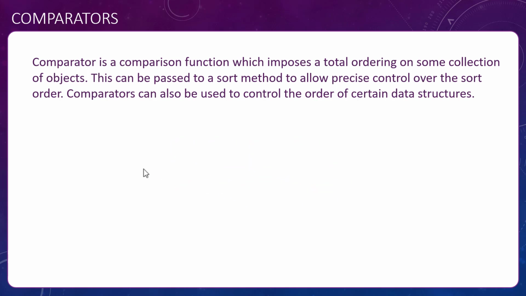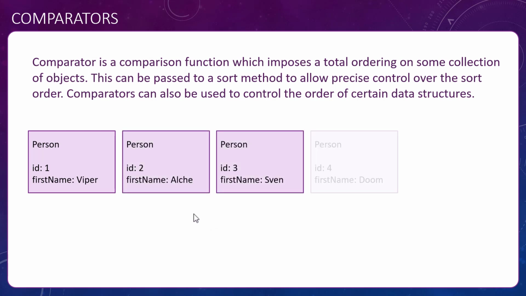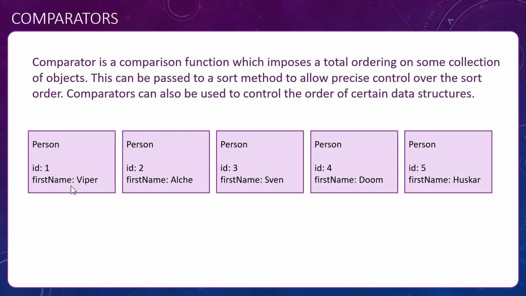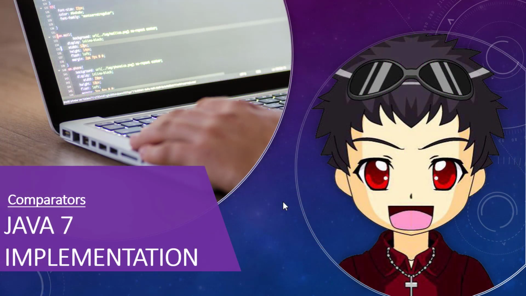But what if we have objects like Person? So here are the persons that we have. We have 5, and each has an ID and a first name. In this case, we cannot use Collections.sort anymore because it wouldn't know how to sort it. On which way? Is it by ID or by first name? So how are we going to do that in Java 7?